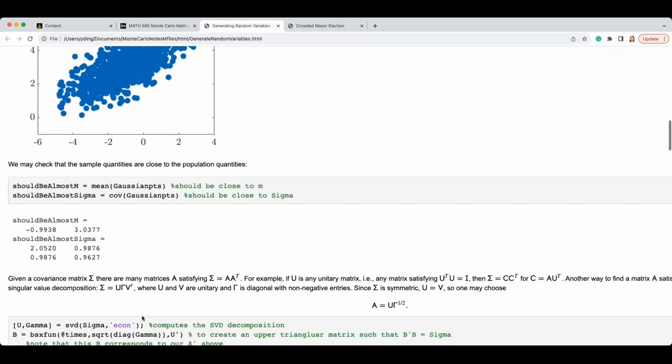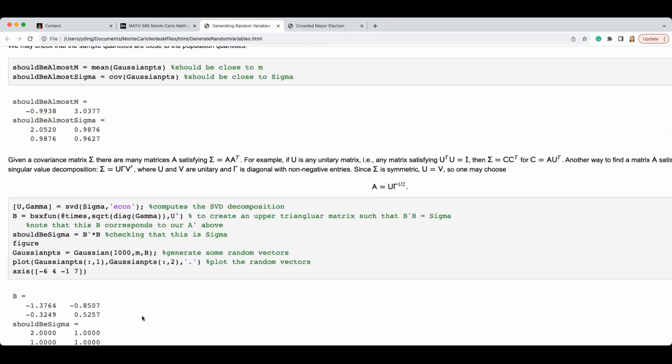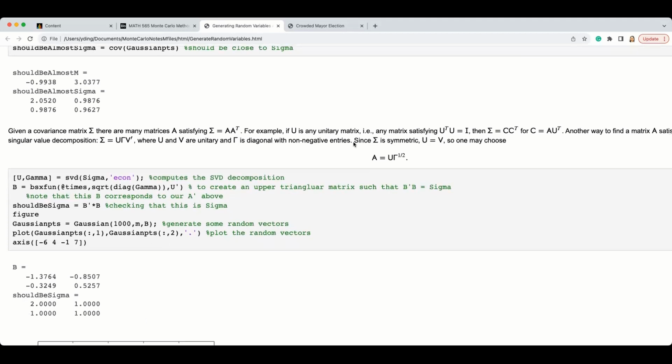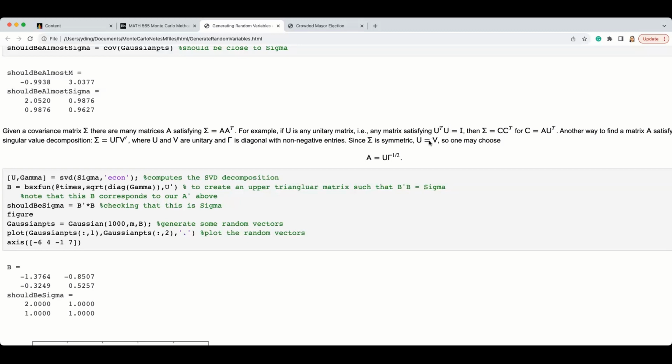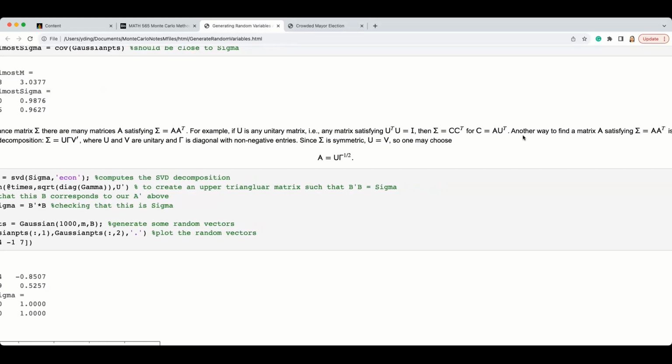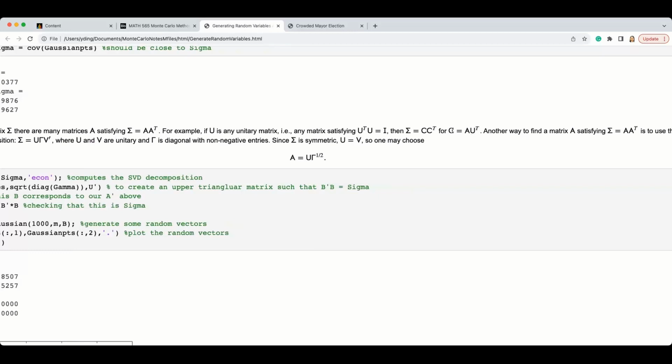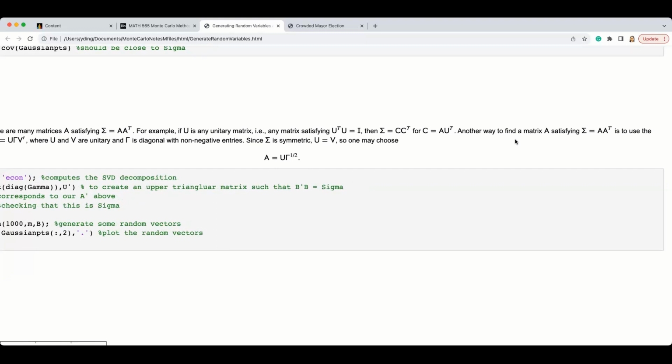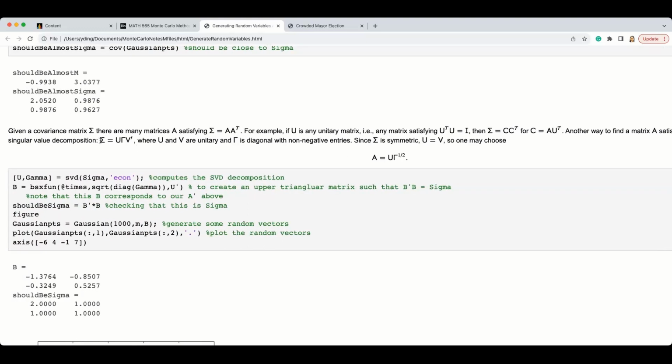So here, I actually give you another way to generate that. We use a unitary matrix, and a unitary matrix satisfies that its transpose times itself is exactly the identity matrix. Then you write sigma as C times C transpose, and then C is equal to A times U transpose. So another way to find it is to consider your singular value decomposition. Does that sound familiar?